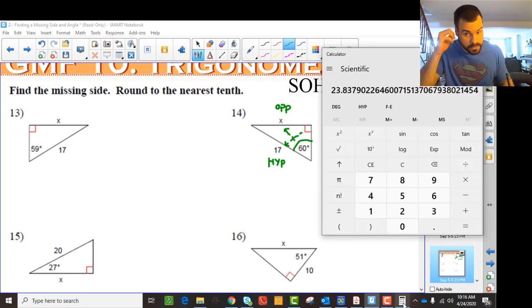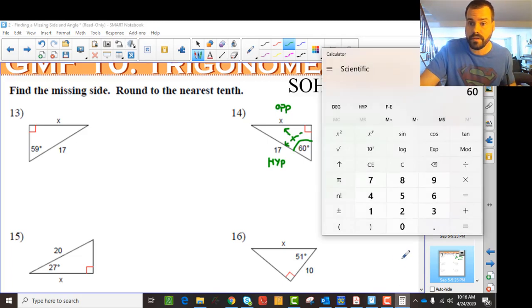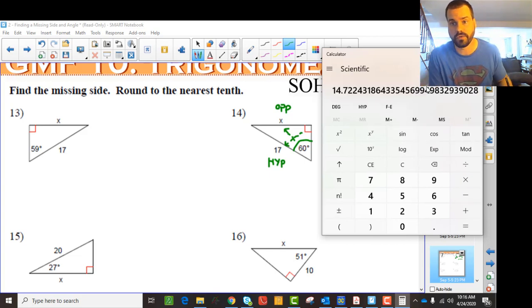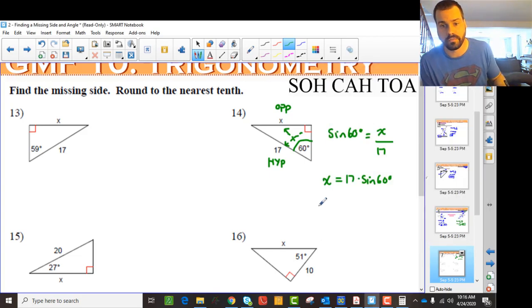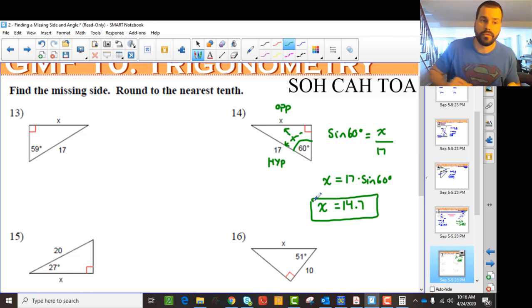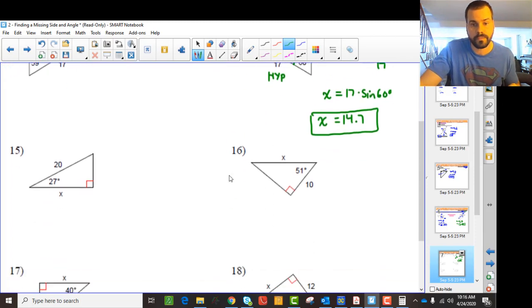I take my calculator, type in 60, hit sine, and then multiply by 17. That gives me 14.72, so I'm going to just round it to 14.7. Okay, I'm going to leave some of these for you to do, and I'm going to do some of them with you. So I'll leave 13 for you to do.